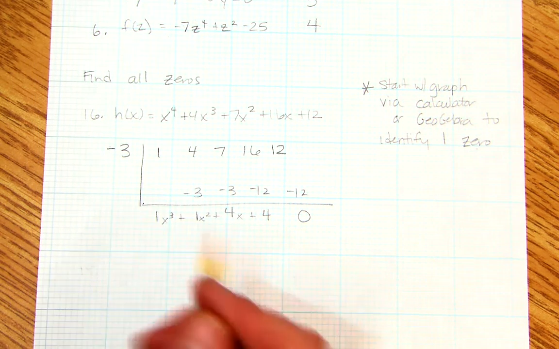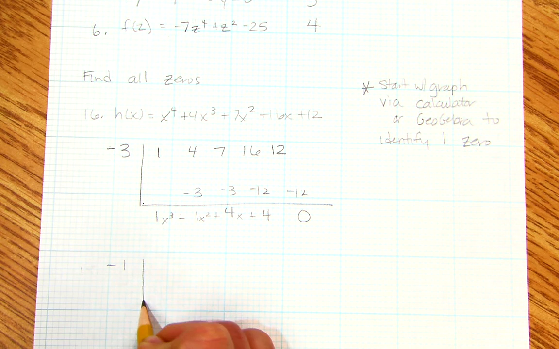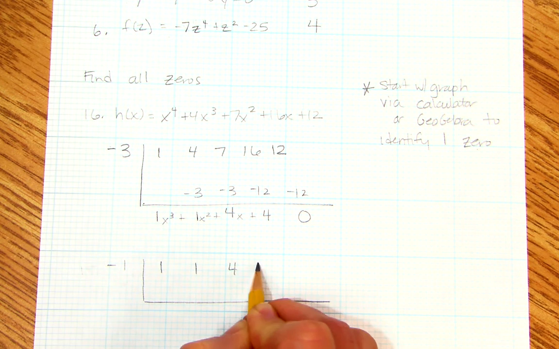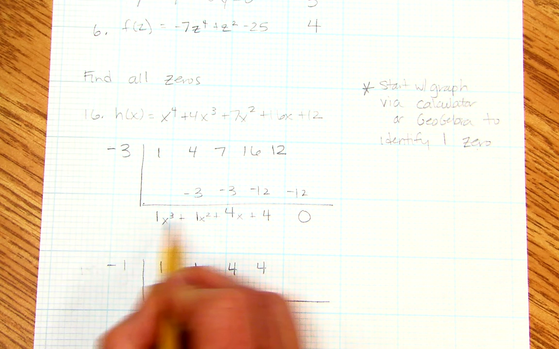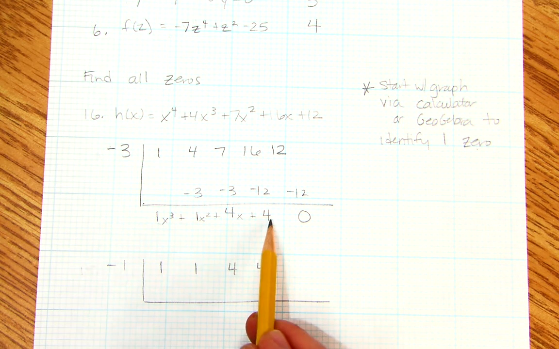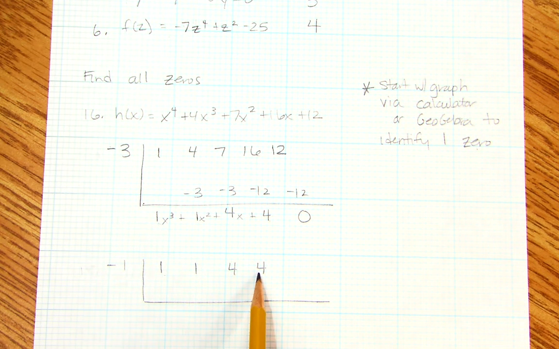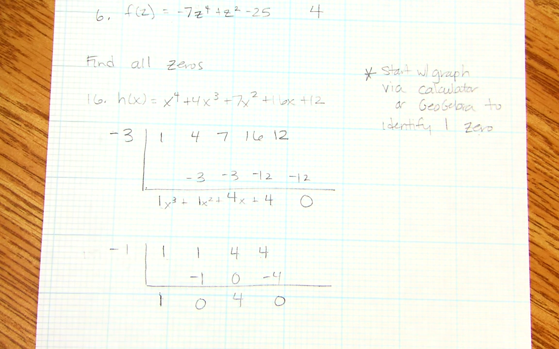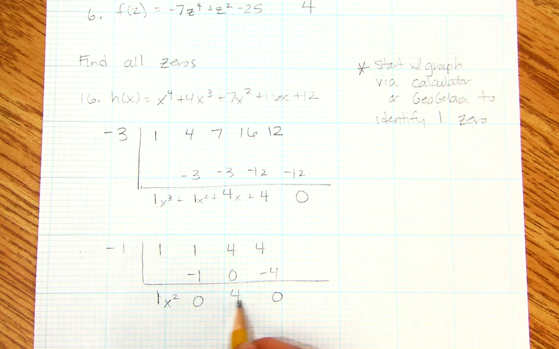So I also noticed that -1 looked like a 0. So 1, 1, 4, 4. Now that I've already factored out this x plus 3, this is the polynomial I'm left with. So these are the coefficients I use: 1, -1, 0, 0, 4, -4, 0. And now I'm down to something I'm a little more comfortable with. So this will give me x squared plus 0x plus 4.